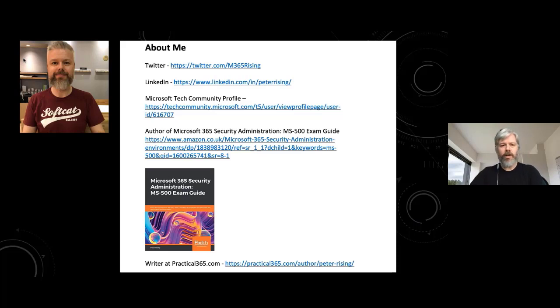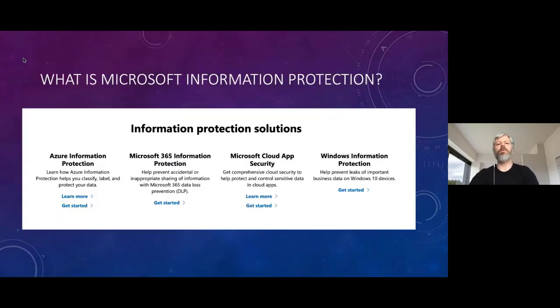But without further ado, let's talk a little bit about information protection within Microsoft 365. So what is Microsoft information protection? At the moment, if you Google it and get to Microsoft's page on the subject, you will come to this slide, exactly this slide, which I took from the site. It shows you that information protection in its current format is a collection of solutions which make up Microsoft information protection. So what we have is Azure Information Protection, Microsoft Information Protection, Microsoft Cloud App Security, and Windows Information Protection. And we will touch on all of these as we go through the slides this afternoon.